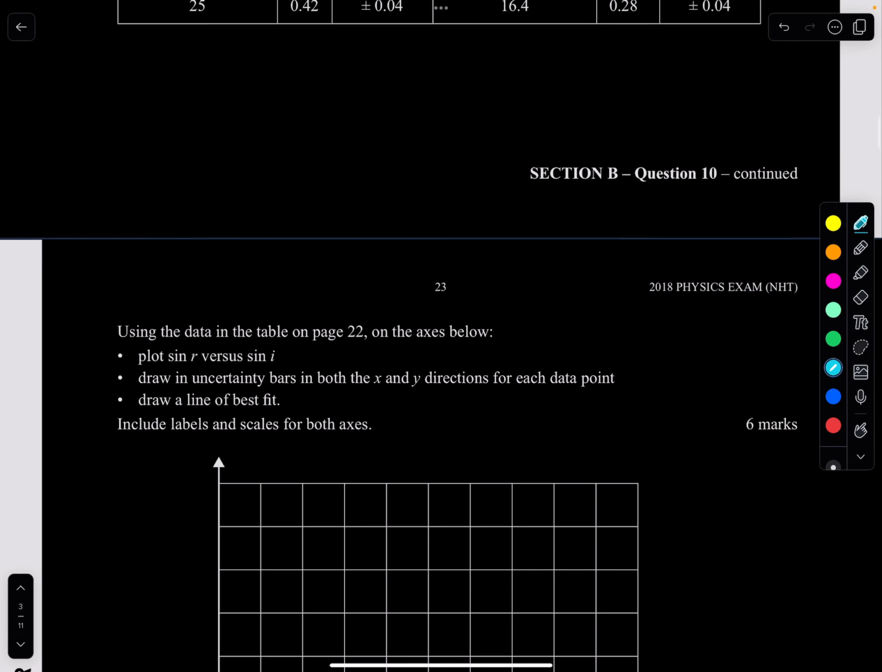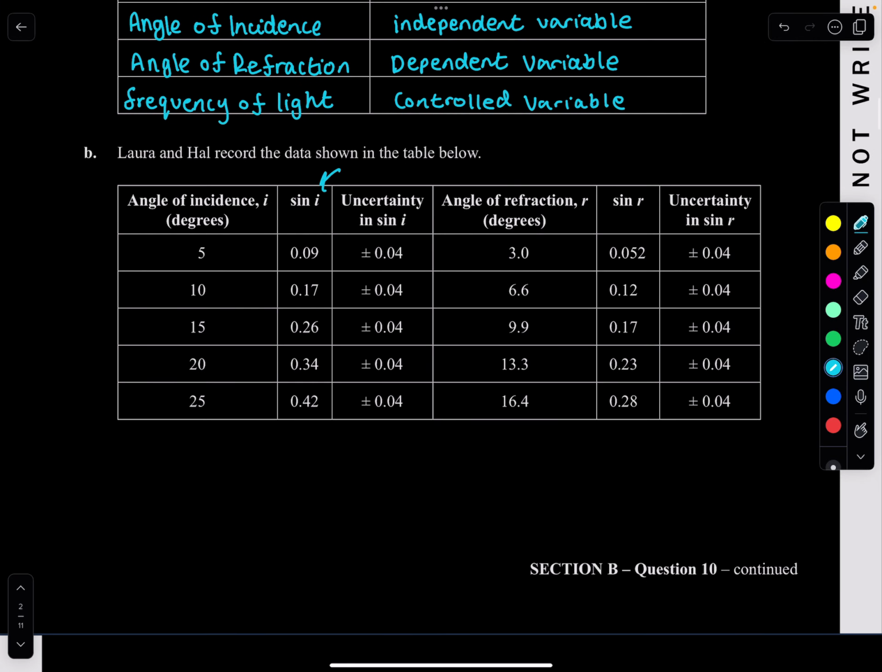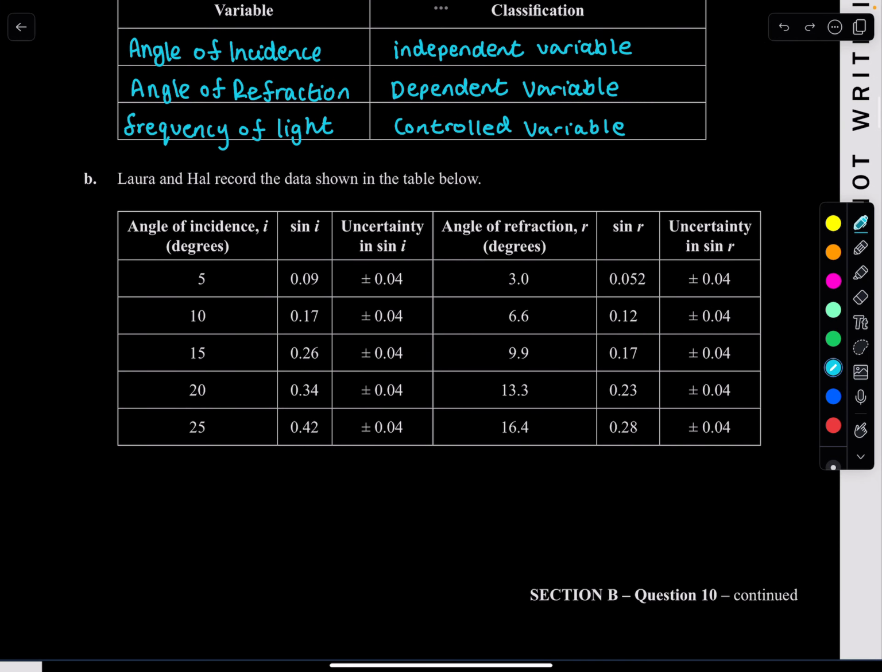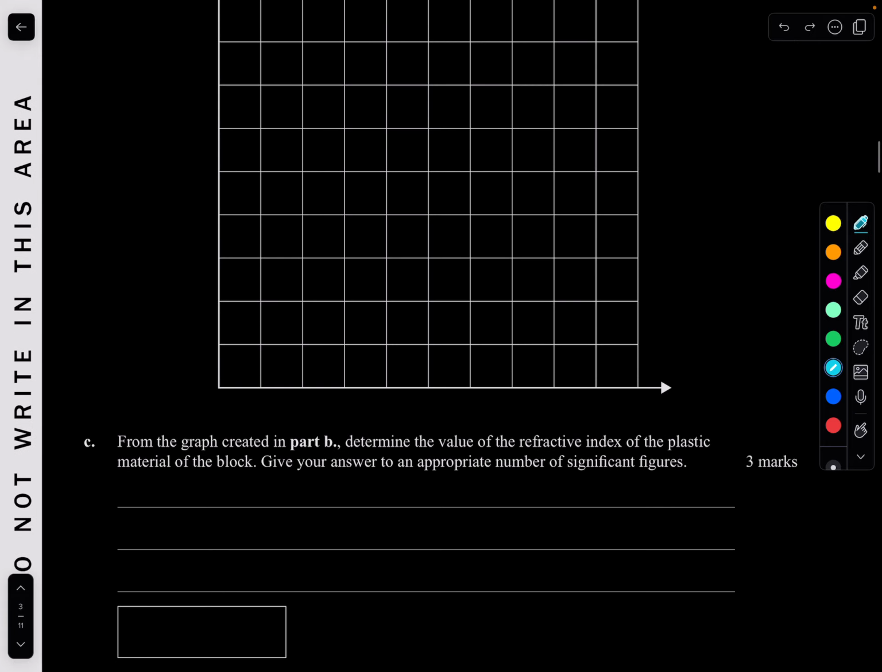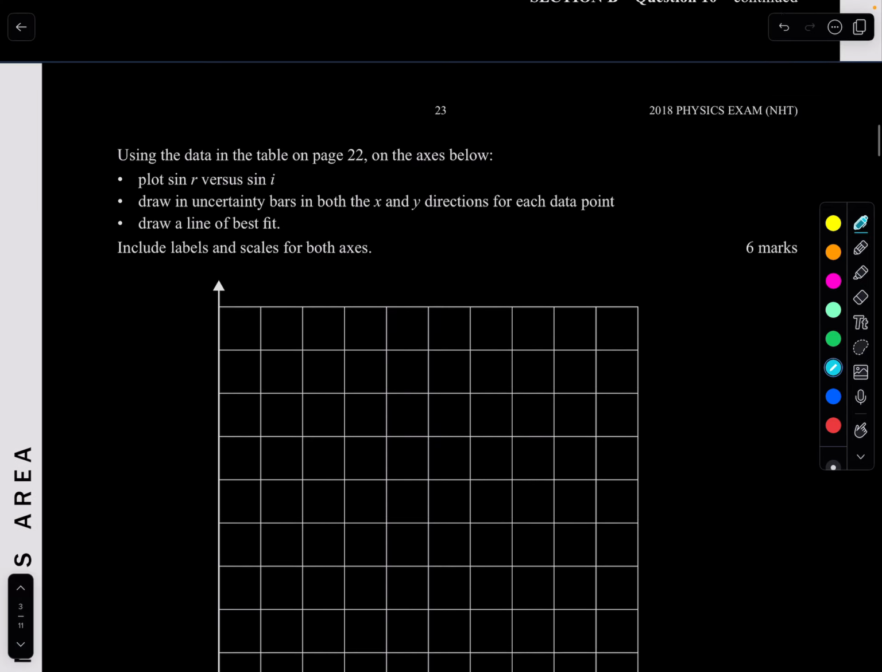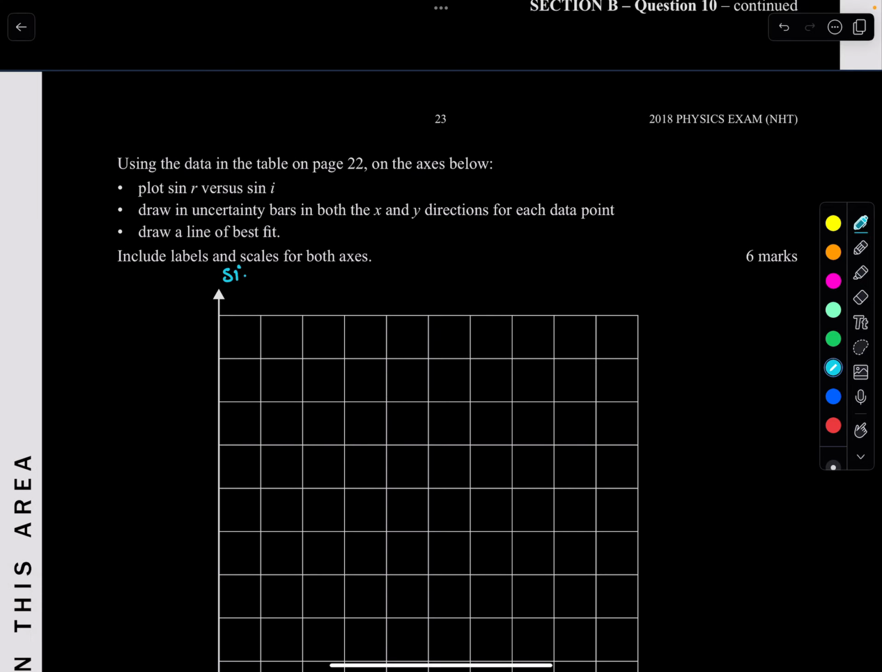Of course, your angle of incidence, we said it was our independent variable. So it's going to be on our x-axis. I'm going to write sine i, angle of incidence, and your dependent variable is your refraction, so sine r.